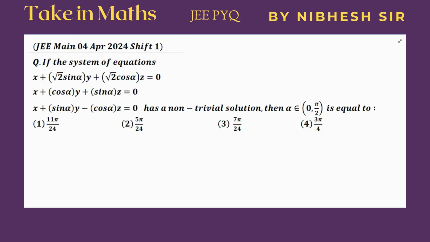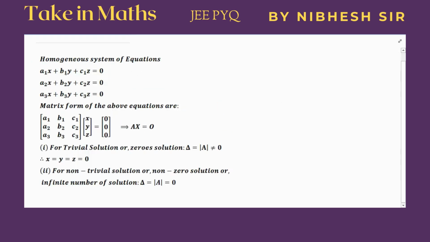Okay, so to solve this question, first just look at this concept here. The concept is the homogeneous system of equations: a1x plus b1y plus c1z equal to 0, a2x plus b2y plus c2z equal to 0, a3x plus b3y plus c3z equal to 0. This is the homogeneous system of equations. If I write it in matrix form, it will be a1 b1 c1, a2 b2 c2, a3 b3 c3, times x y z equal to 0 0 0. So Ax equal to 0, where A matrix is the coefficient of the variables.